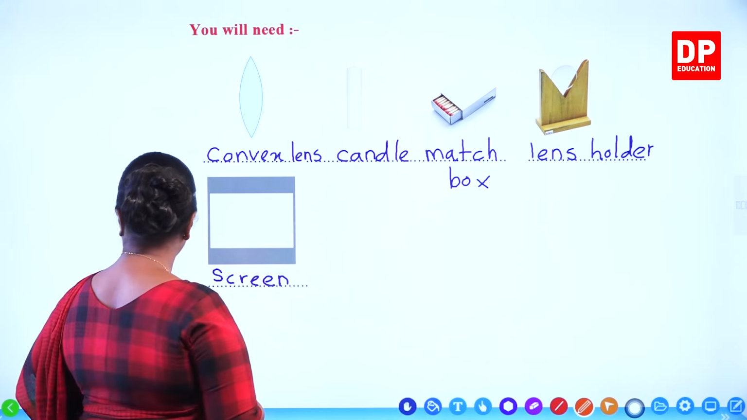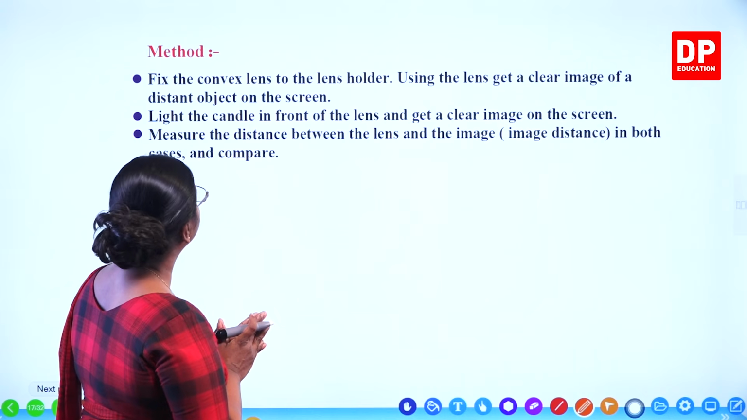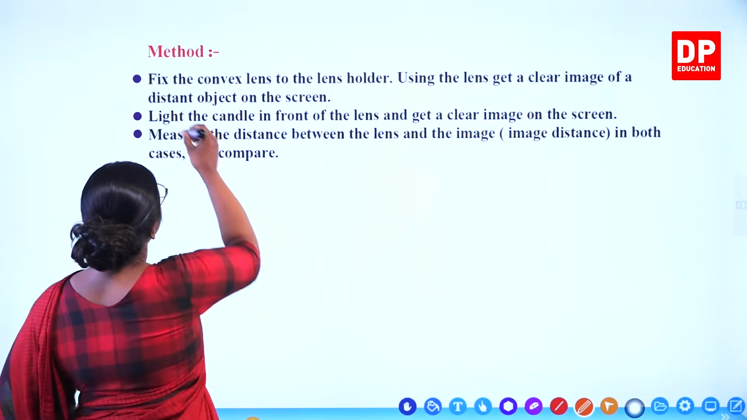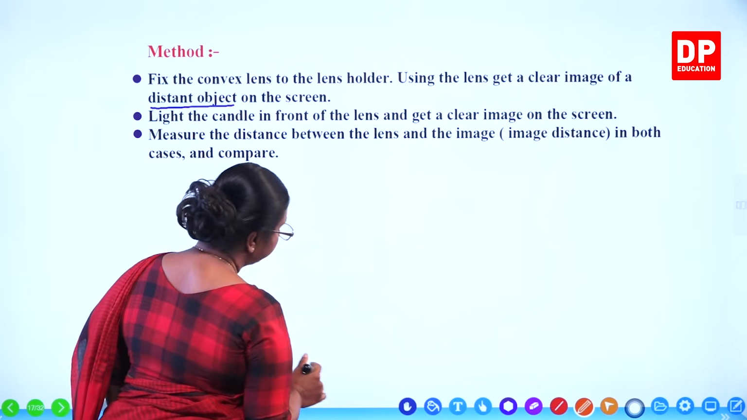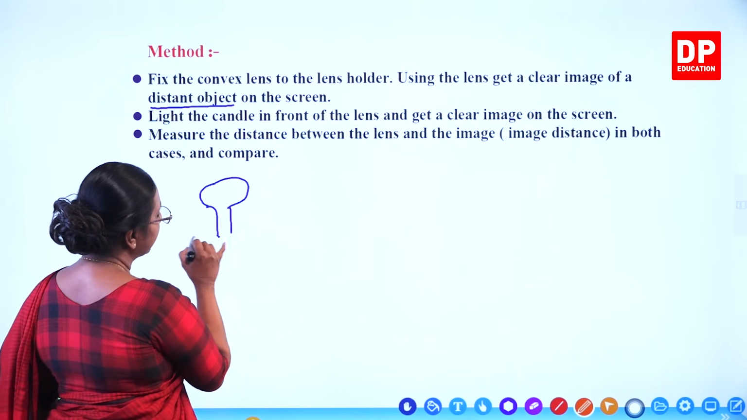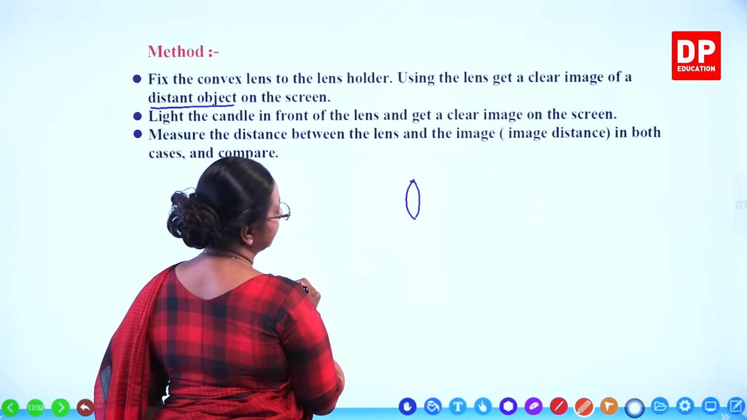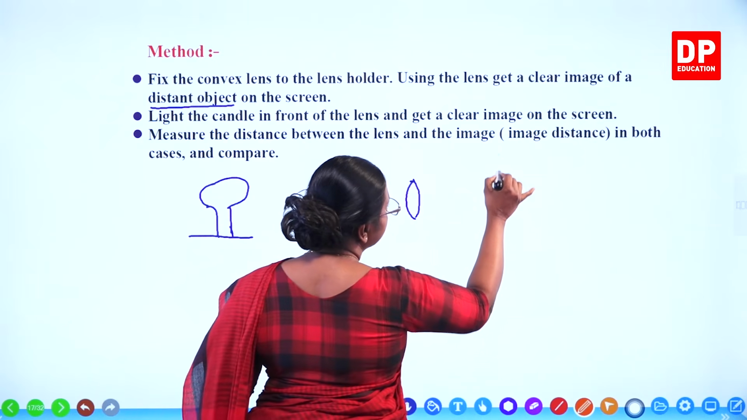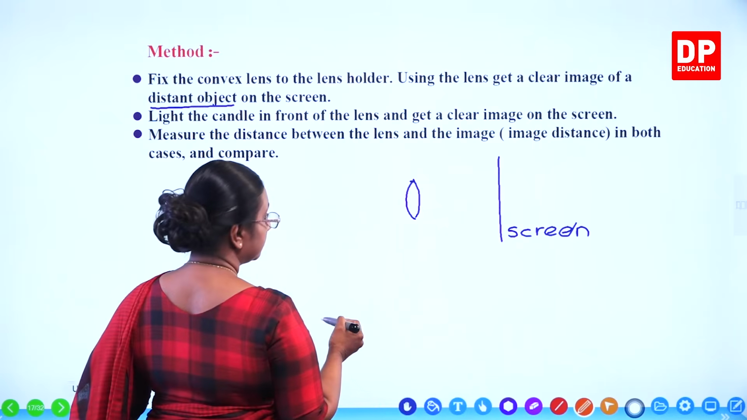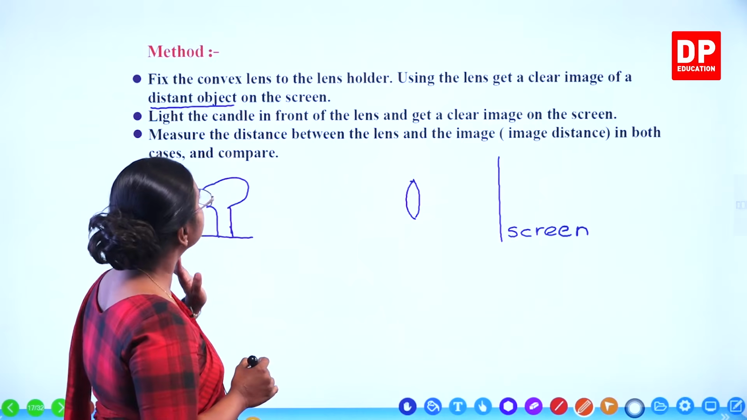Now this is what we are going to do. The method. We have to fix the convex lens to the lens holder. Using the lens, get a clear image of a distant object. So the first thing is, let's say a faraway object, maybe a tree that is outside the window of the laboratory. We have to get the image. You have the convex lens there and you need to get it on the screen. You have to get a clear image.